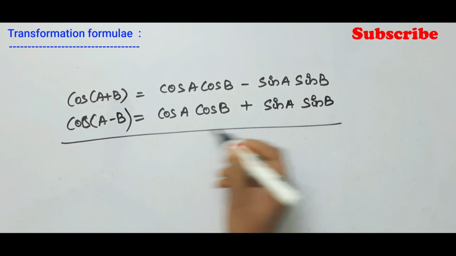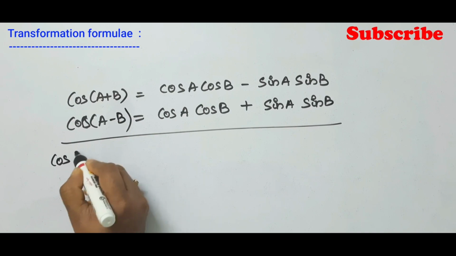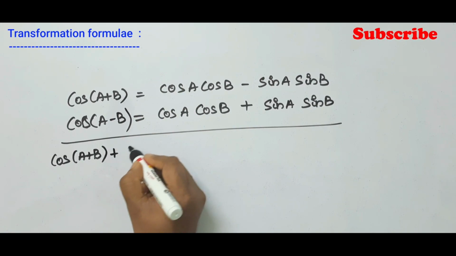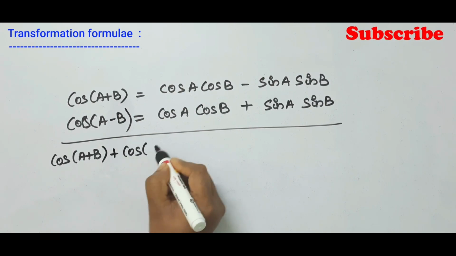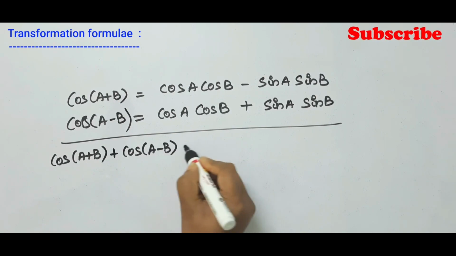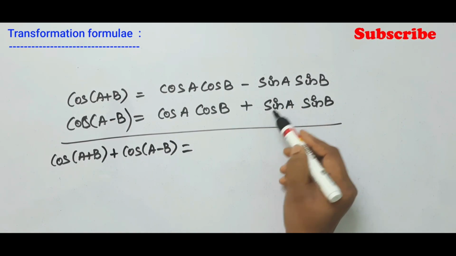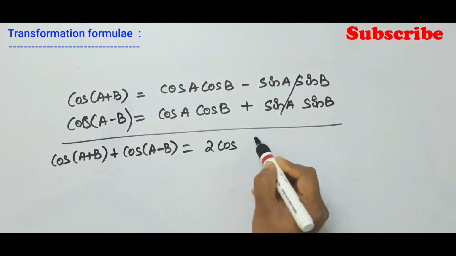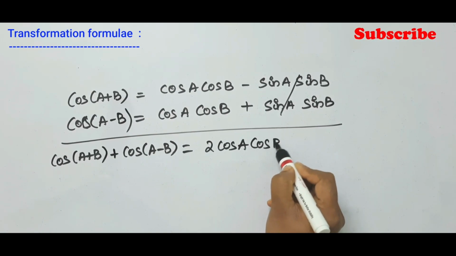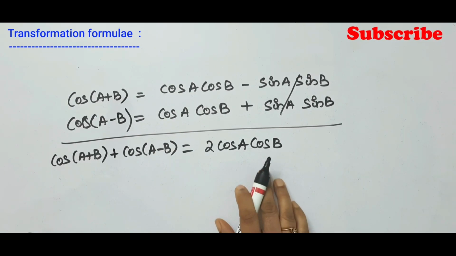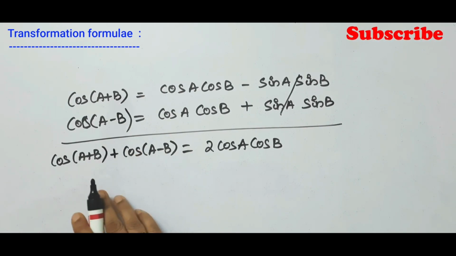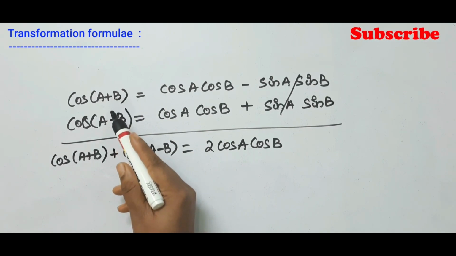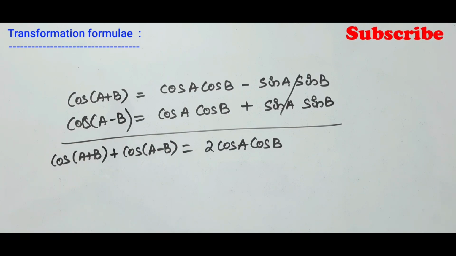Now if you add these two equations, cos(a + b) + cos(a - b) is equal to, if you observe, this is minus and this is plus, so these two will be cancelled. So we will get 2 cos a cos b. Okay, this is the result we got by adding cos(a + b) and cos(a - b). Now let us see what result we will get by subtracting these two, that is cos(a + b) and cos(a - b).